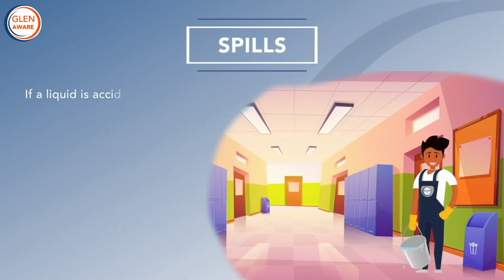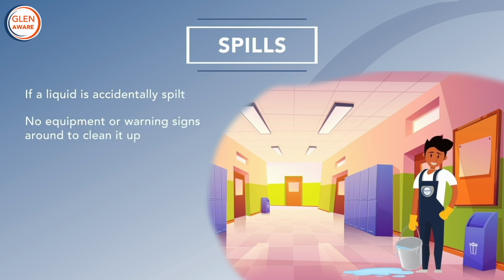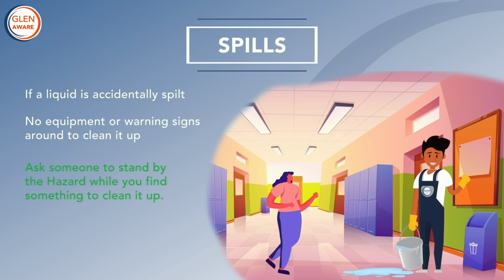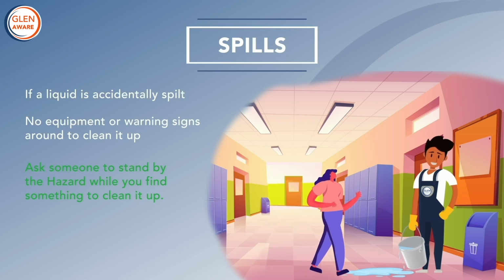You accidentally spill a liquid in a corridor, you don't have the equipment to clean it up yourself, and there are no warning signs nearby for you to use. What should you do? Ask someone to stand by the hazard while you find something to clean it up, reducing the risk of someone slipping.